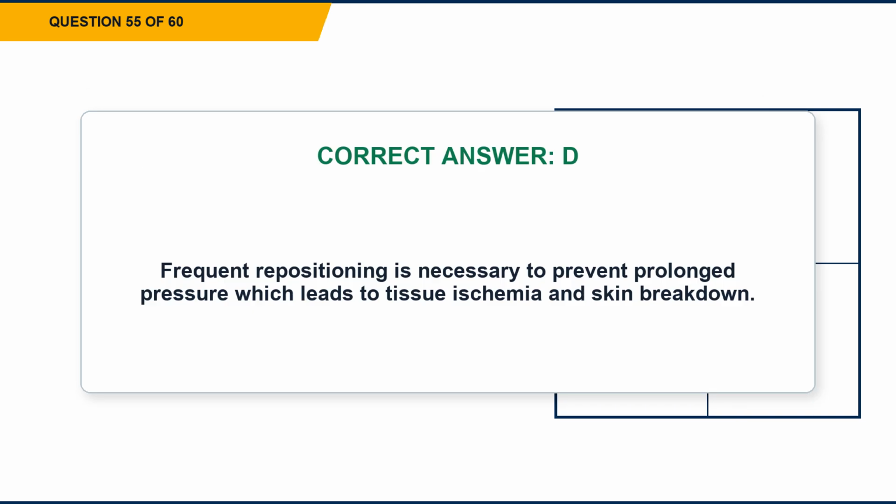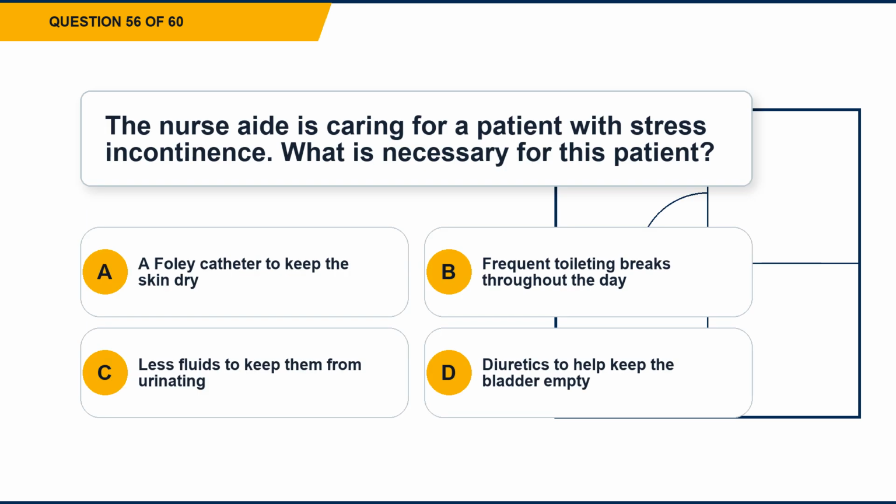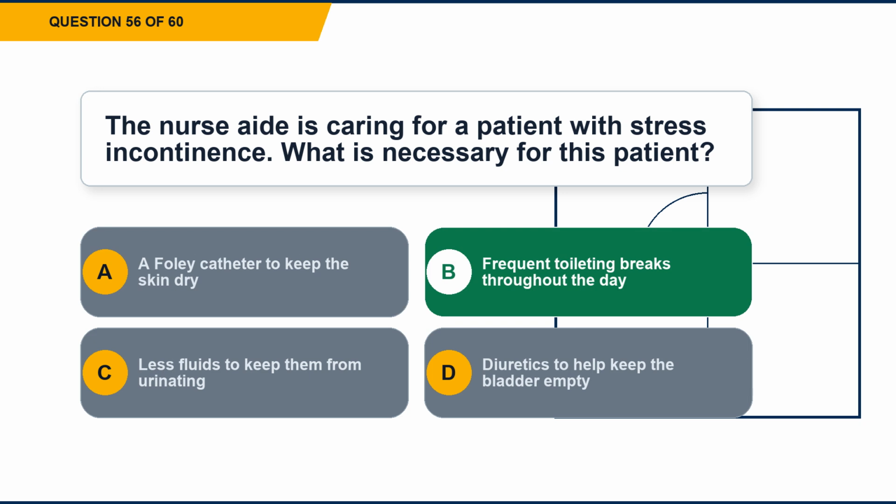Explanation: frequent repositioning is necessary to prevent prolonged pressure, which leads to tissue ischemia and skin breakdown. Question 56. The nurse aide is caring for a patient with stress incontinence. What is necessary for this patient? Option A, a Foley catheter to keep the skin dry. Option B, frequent toileting breaks throughout the day. Option C, less fluids to keep them from urinating. Option D, diuretics to help keep the bladder empty. The correct answer is option B, frequent toileting breaks throughout the day.